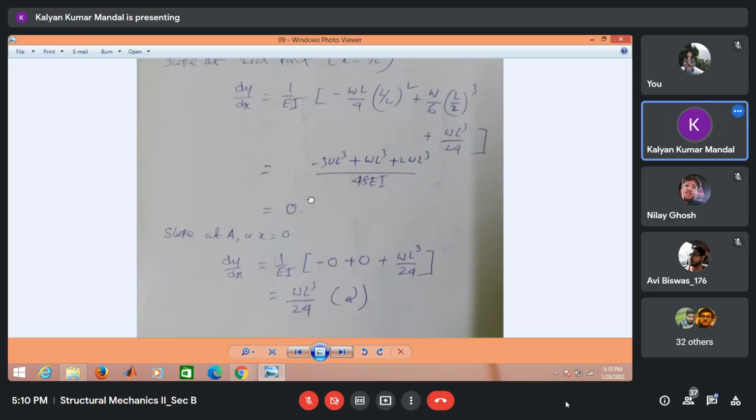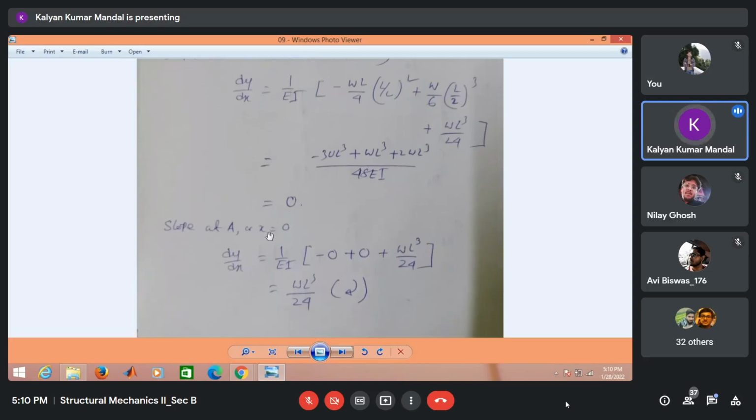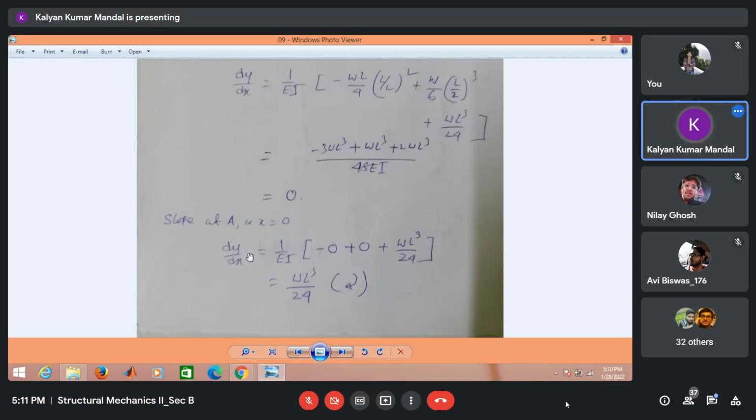Similarly, the slope at point A can be obtained by putting x equal to 0. Deflection at point A is equal to 0, but slope at point A can be obtained if we put x equal to 0 in the expression for the slope. That is dy/dx is equal to 1 by EI times minus 0 plus wL cubed by 24. That is dy/dx is equal to wL cubed by 24. As it is positive, the direction will be clockwise. We have the value of dy/dx at point A positive, that's why the direction is clockwise.